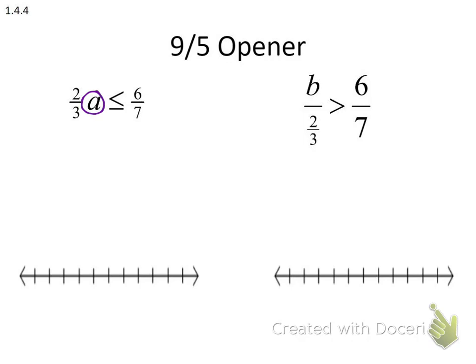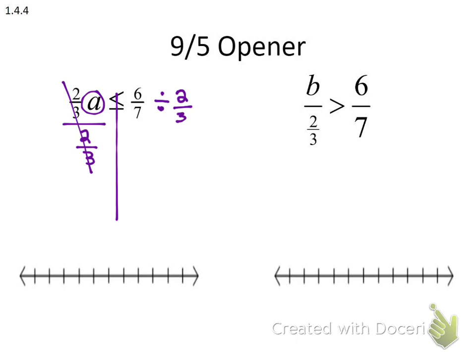So my goal is to get the a by itself. So what's the opposite of multiply? Divide. So whatever I do on one side, I do on the other. So I'm just using a different symbol to show division.